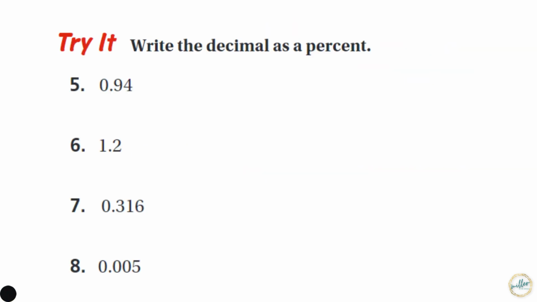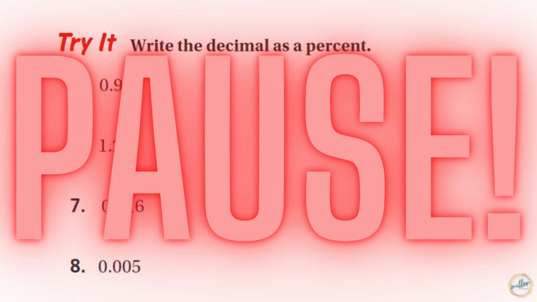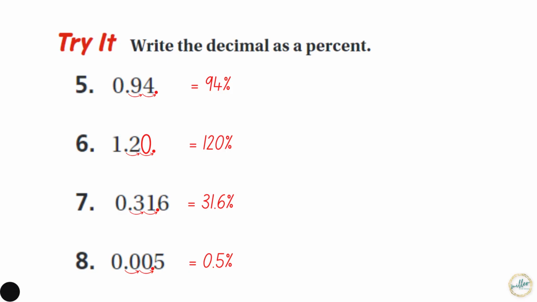Now it's your turn to try it. Pause the video and write each decimal as a percent. Here are your answers. Number 5, 0.94, move the decimal 2 places to the right and we get 94%. Number 6, 1.2, move the decimal point 2 places to the right. We have to add a 0 and we get 120%.